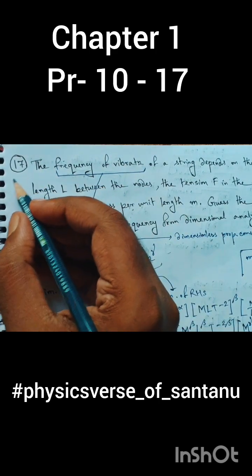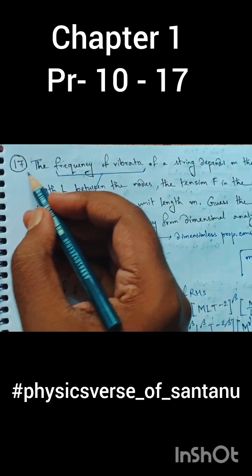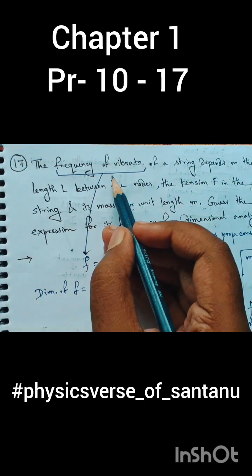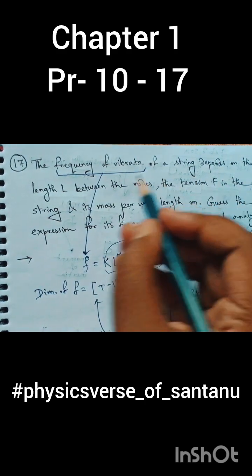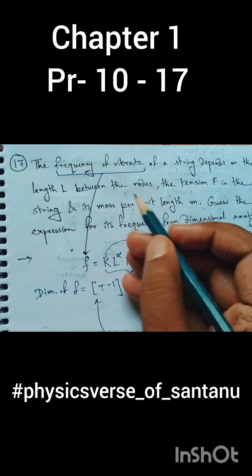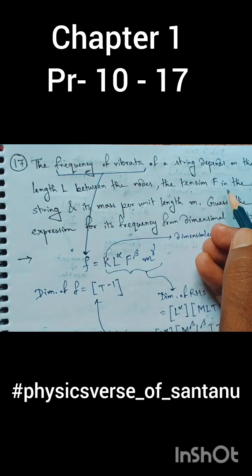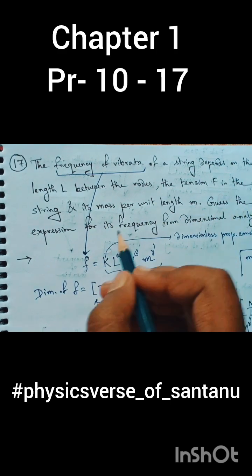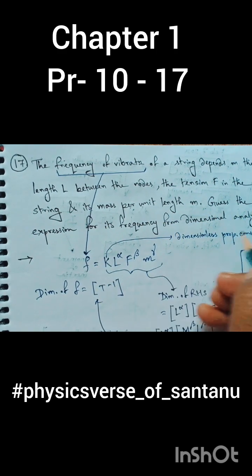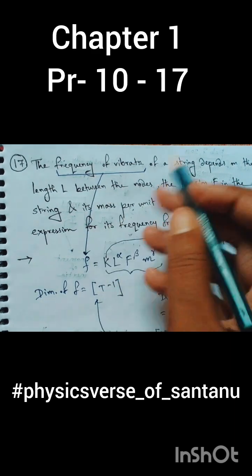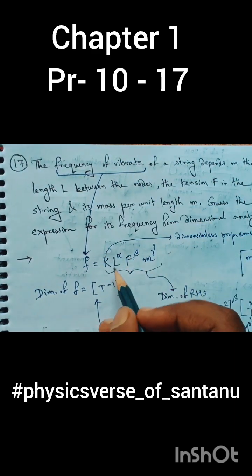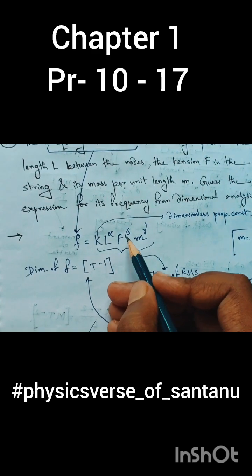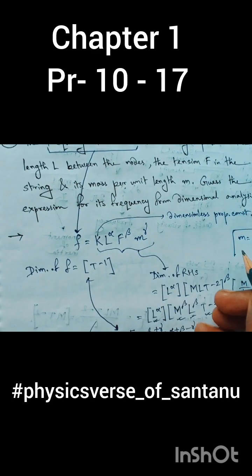Now finally we move on to today's last problem and solve this. The frequency of vibration f of a string depends on the length L between the nodes, the tension F in the string, and its mass per unit length, small m. Give the expression for its frequency from dimensional analysis. So we directly write f is equal to k, where k is the dimensionless proportionality constant, L to the power alpha, F to the power beta, and m to the power gamma.